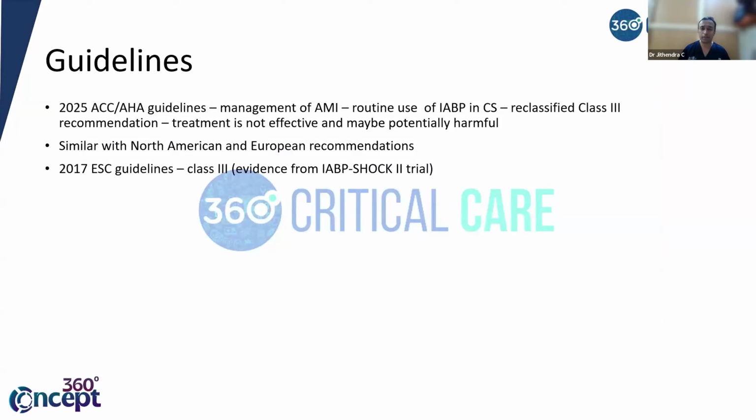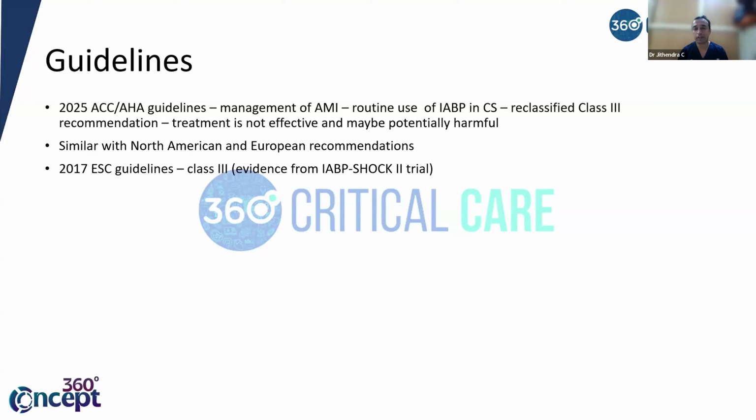Now coming to the guidelines, because whenever there's a recommendation, they usually ask you about the guidelines. I told you in 2014 itself, it was downgraded in the European Society of Cardiology guidelines. So these are the guidelines. What do the guidelines say? Usually they ask you about European guidelines, but this is the overall guidelines about IABP. The latest one is from ACC-AHA, in 2025.